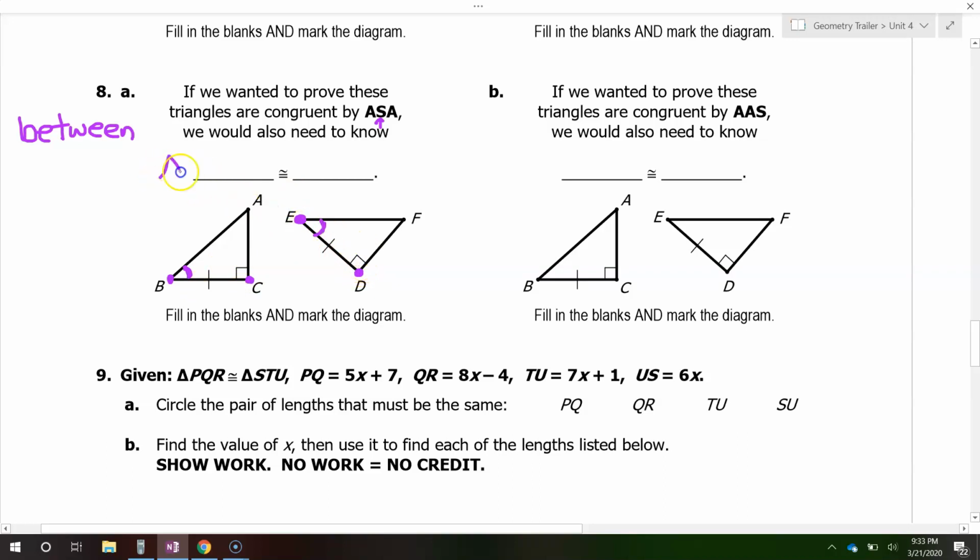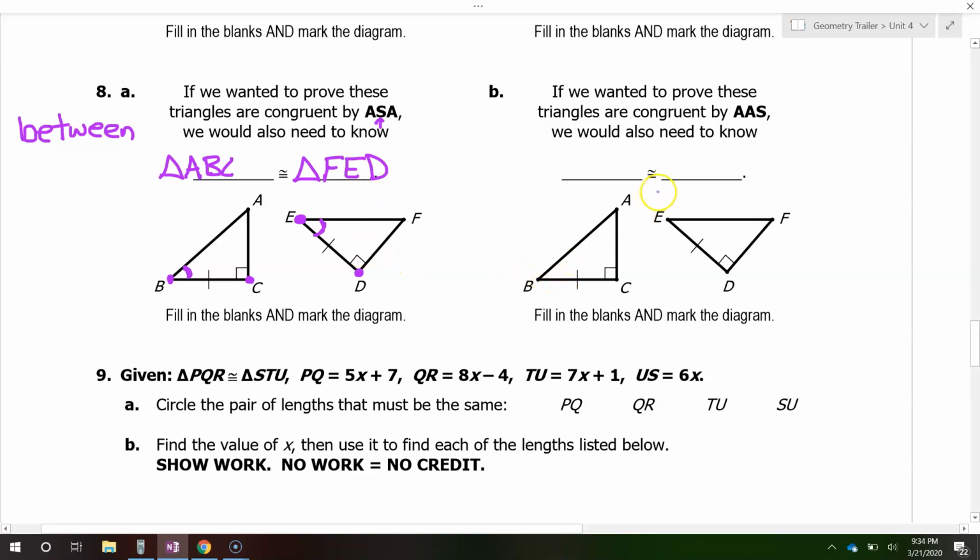Let's go ahead and do the congruence statement. Triangle A, B, C is congruent to triangle what? Angle A is across from the single side. Angle F is across from the single side. Okay? Angle B has the swoop. Angle E has the swoop. And angle C has the 90 degrees. Angle D has the 90 degrees.